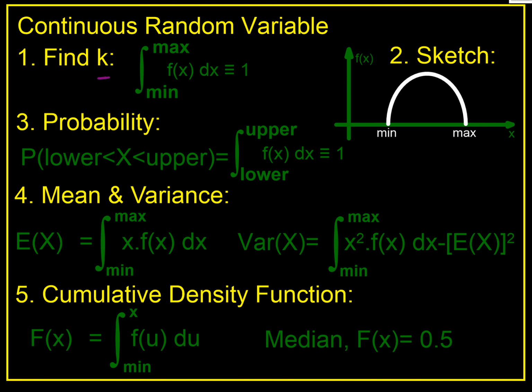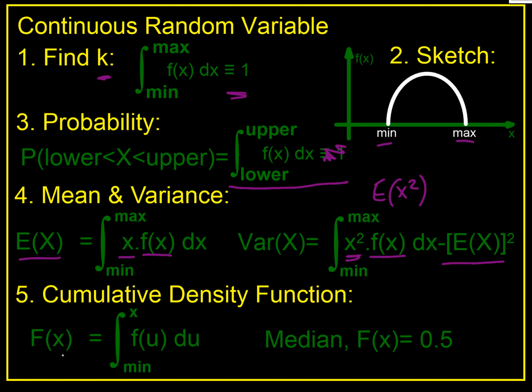Firstly, you quite often get asked to find the k value, and we do that by setting the total probability to 1. Then draw a sketch, making sure that you put in the coordinates of max and min. We can find any probability for a continuous random variable by integrating from the lower to the upper limit. We find our expected value by integrating x weighted by the PDF function. We find our variance by doing the same for x squared weighted by our f of x, and then taking off our expected value squared.